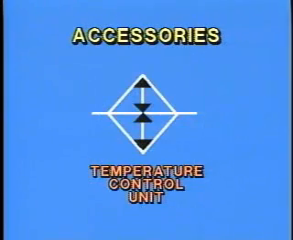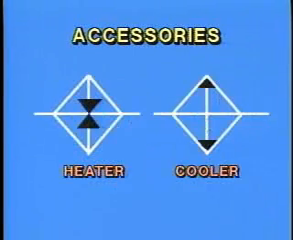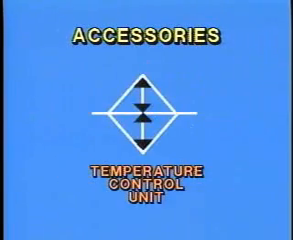Two sets of triangles pointing in and out indicates a temperature control unit. As you can see, the black triangles point in the direction that the heat is dissipated. Or in the case of the control unit, they show that the heat can be regulated.